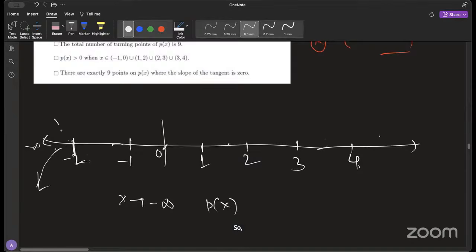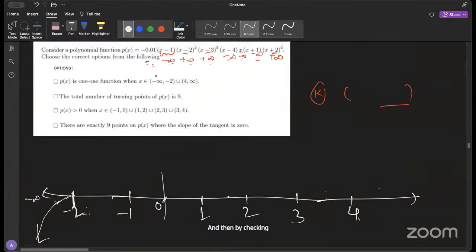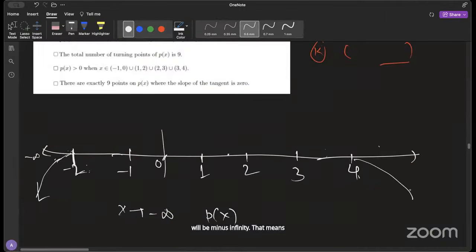So this possibility gets eliminated, because in this possibility, p(x) goes to +infinity as x goes to -infinity. That's why this is not possible. If you check for +infinity similarly, by taking +infinity in place of x and checking signs, you'll see the final sign for +infinity is -infinity. That means this goes to -infinity. So from this end and from this end, these go to -infinity.